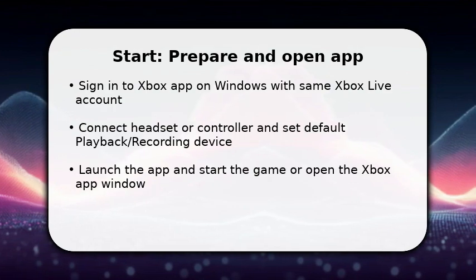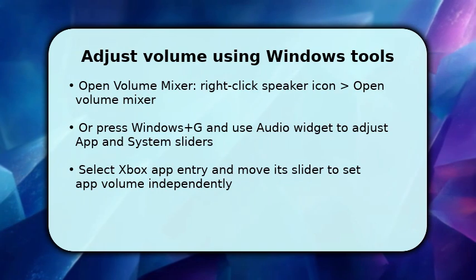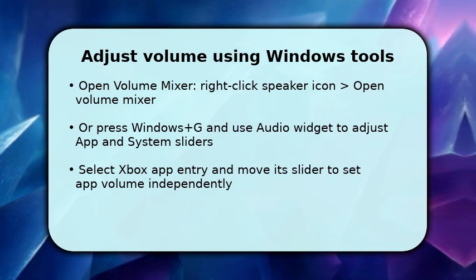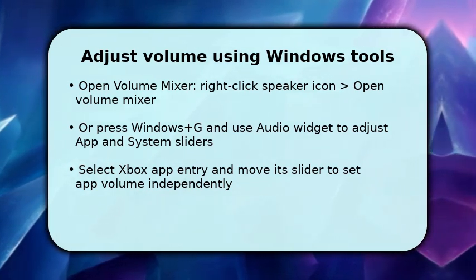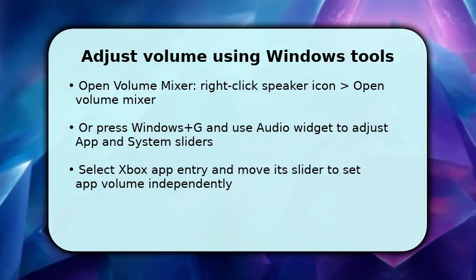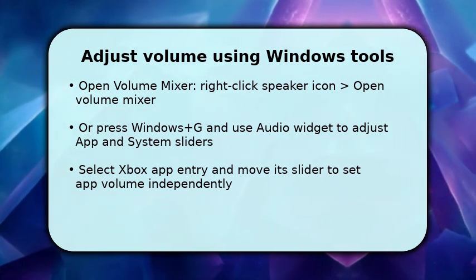Now adjust the Xbox app volume using the Windows volume mixer or the game bar audio widget. Open the mixer, find the Xbox app or the running game process, then move that slider up or down to change only the app's loudness. This controls game and app audio independently of system sounds. Once set, test by playing audio or speaking in chat.